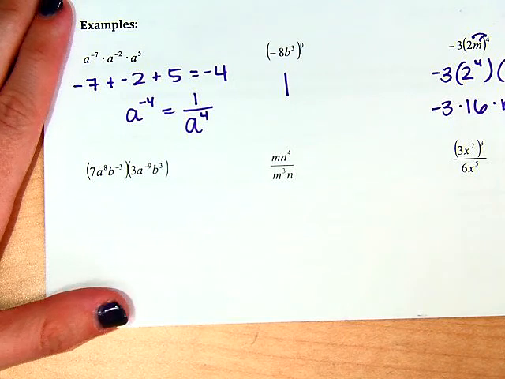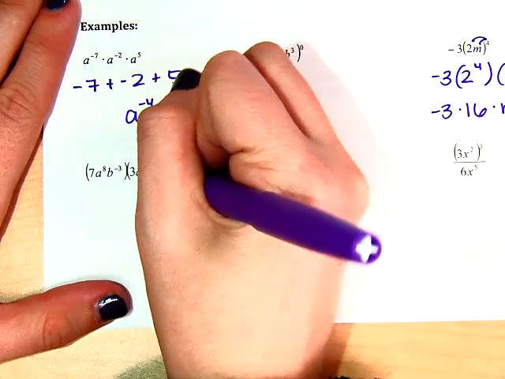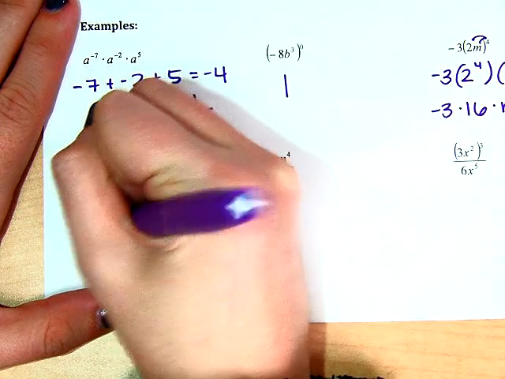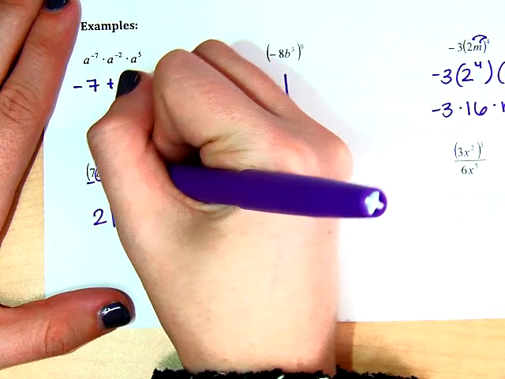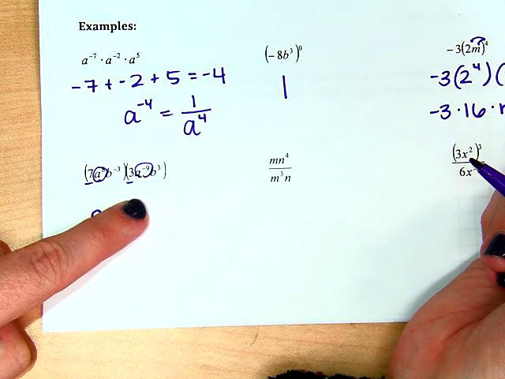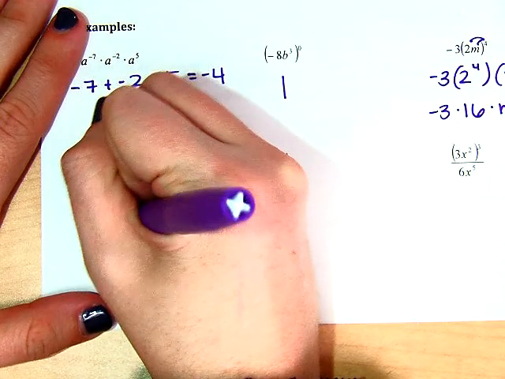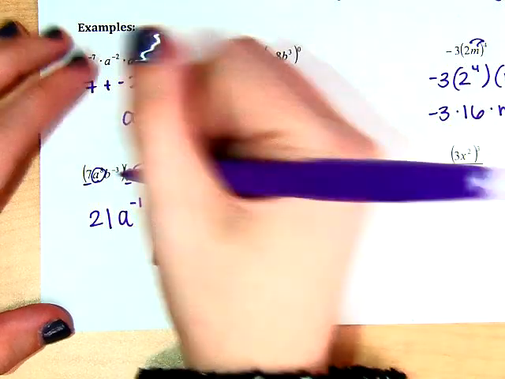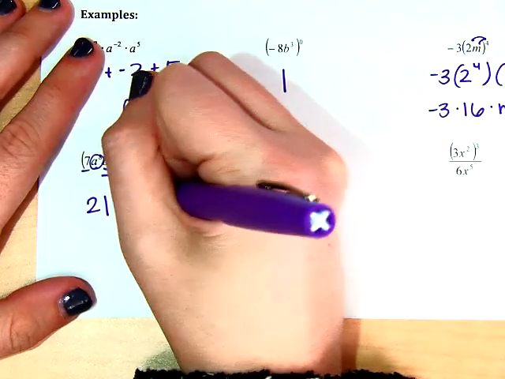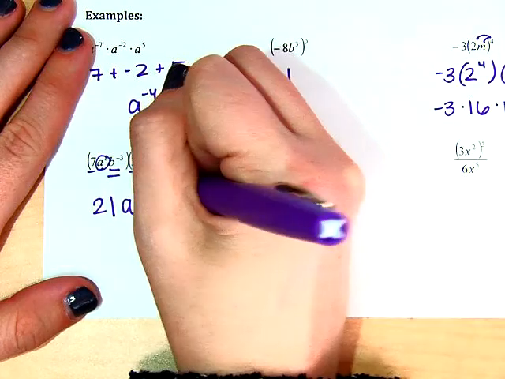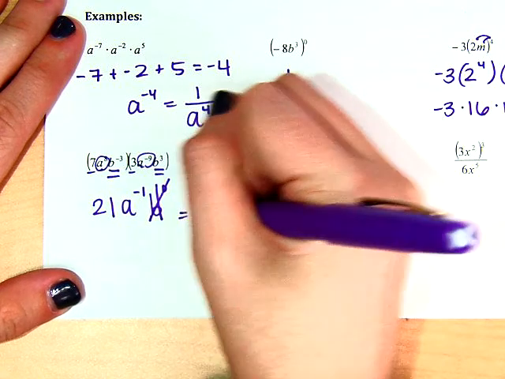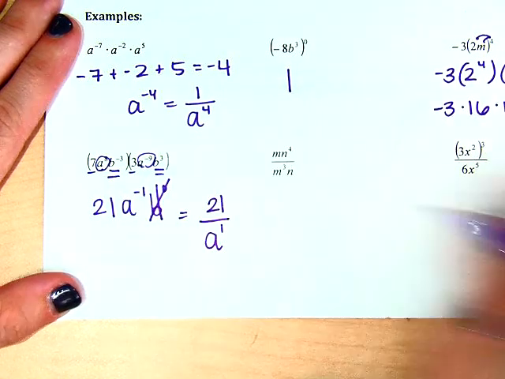Here we go. We're just multiplying. We multiply the numbers, 7 times 3, like normal, 21. Then my a's, a to the 8th and a to the negative 9th. What do I do when I'm multiplying them? I add their exponents, so it becomes a to the negative 1. And b to the negative 3 and b to the 3rd, I add their exponents, becomes b to the 0 power, which is just 1, so that goes away. Then I take care of my negative exponent, so really I have 21 over a to the 1st.